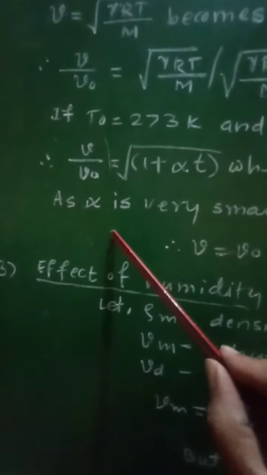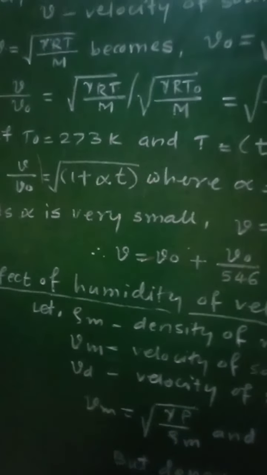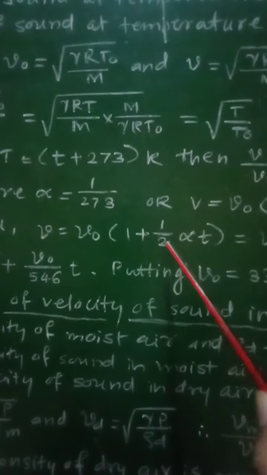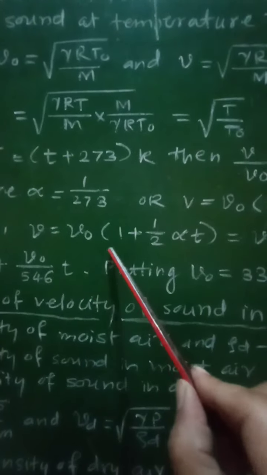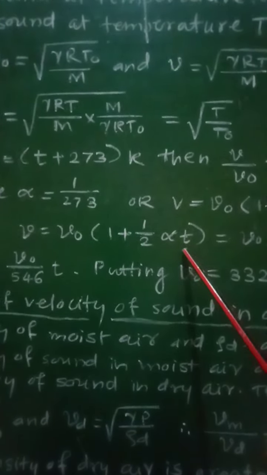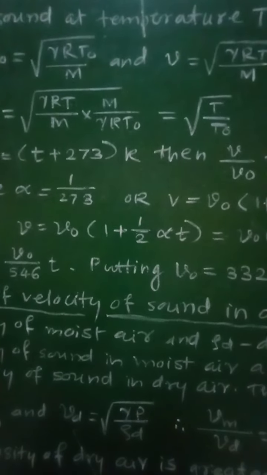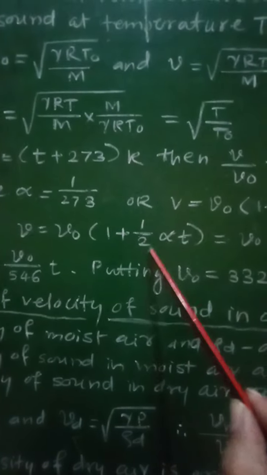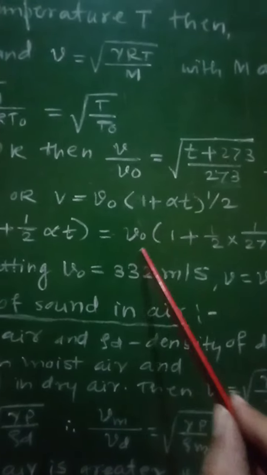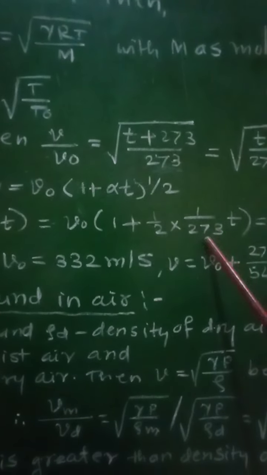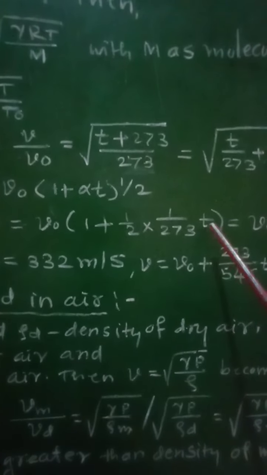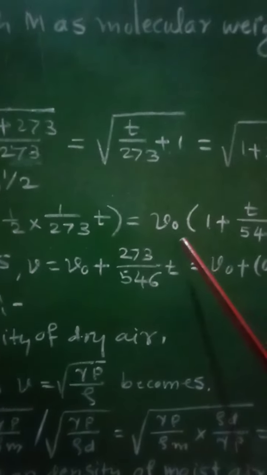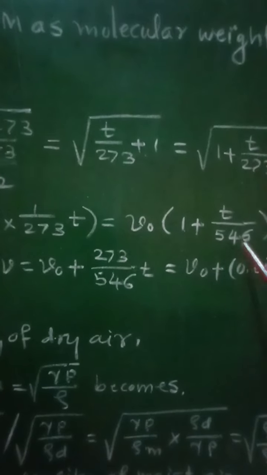Then as alpha is very small, by using binomial expansion we can write phi is equal to phi0 into 1 plus half alpha t, and the next higher power terms of alpha will be neglected. That will be written as phi0 into 1 plus half into 1 upon 273 into t, which comes out to be phi0 into 1 plus t upon 546.